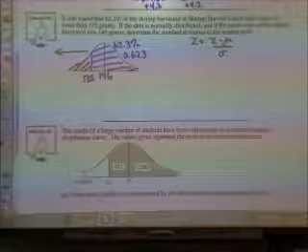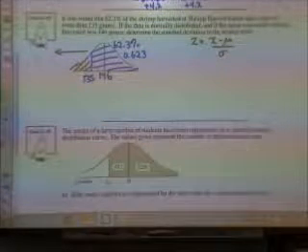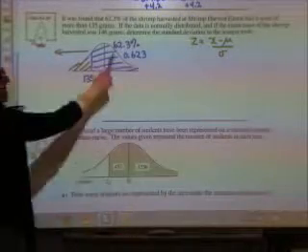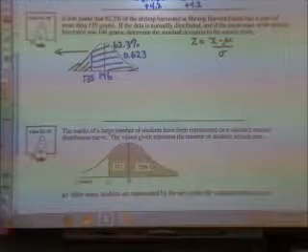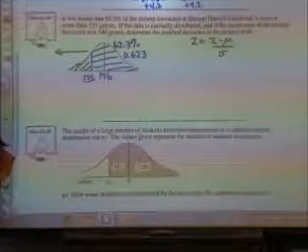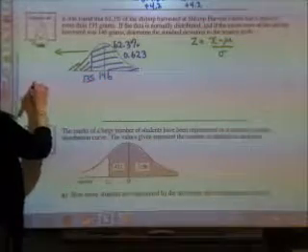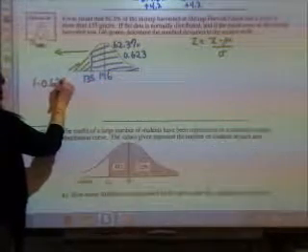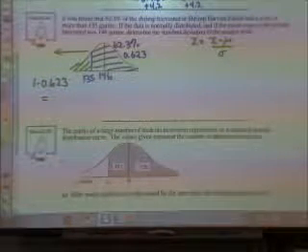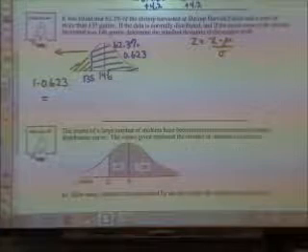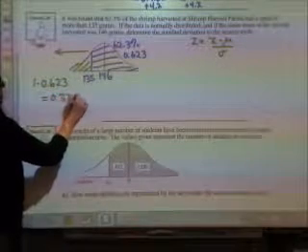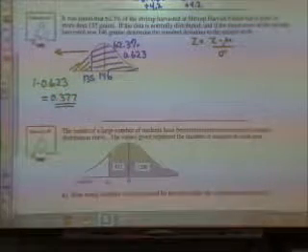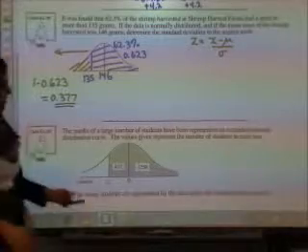What do I know about the whole curve? What does it add up to? 100%. What percentage do I already have taken up? 62. So what would be left would be this part to the left. So I would take my 0.623 and subtract it from 1. Of course. 0.377. That's the area I'm going to look up inside the Z-score table. So 0.377.